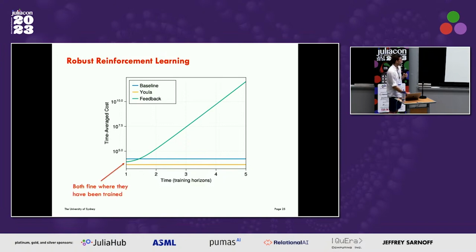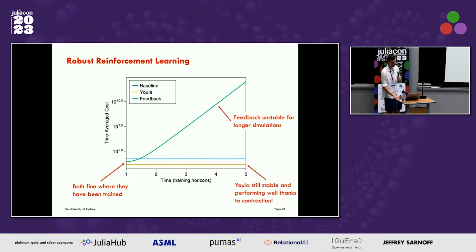And this here shows that both of our controllers are fine in the region they've been trained. But as soon as we take it into a further time horizon beyond where it's been trained, this other controller goes completely unstable, whereas our Euler controller is completely stable still because of this contraction property that's built into the neural networks. So this is some really interesting stuff. If you're interested, again, come chat to me afterwards. It's only because we've got these stability properties built into our robust neural networks that I can actually do this kind of stuff.